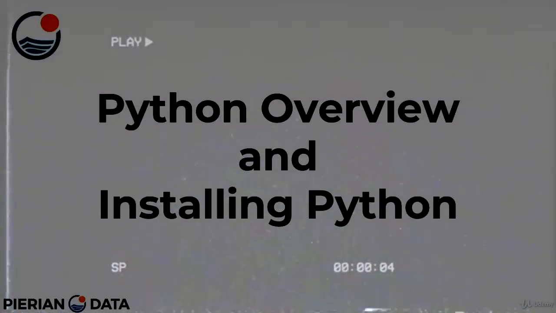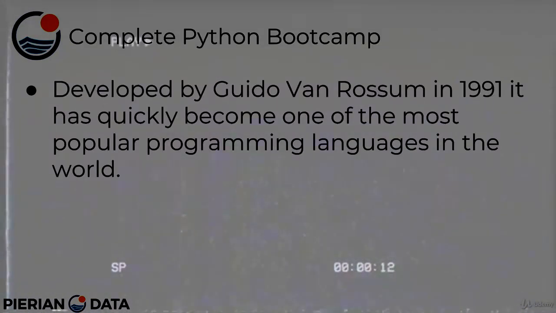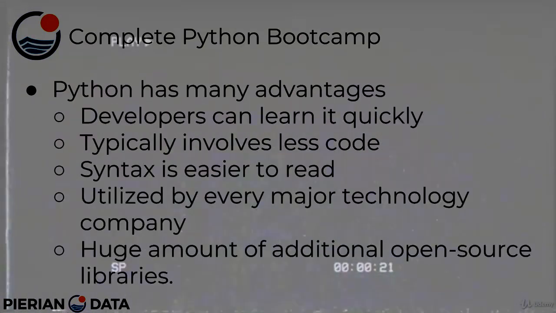Welcome back, everyone. In this lecture, we're going to briefly discuss Python and its advantages in an overview, and then we'll show you how to install Python onto your computer. Now, Python was developed in 1991 by Guido van Rossum, and it's quickly become one of the most popular programming languages in the world. And this is because it has many advantages.